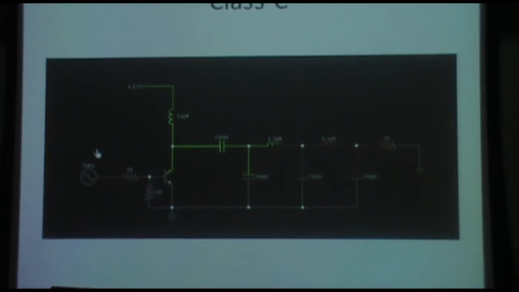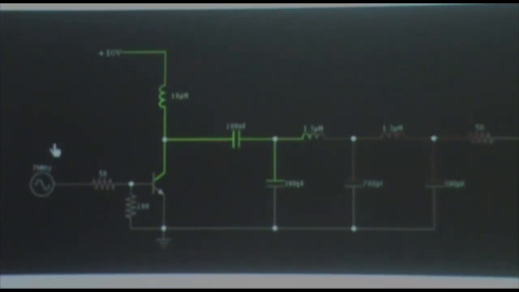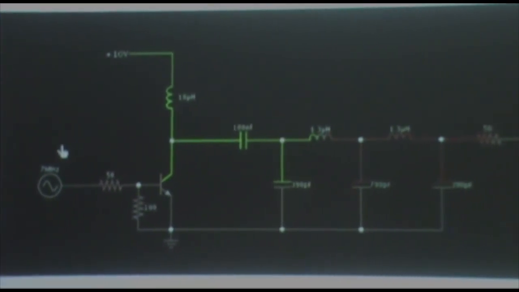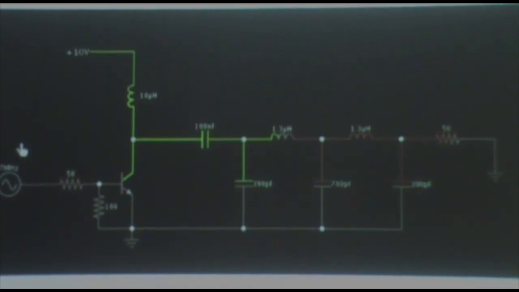So, unlike the class B, your conduction for a class C is actually going to be even less, because you're going to have some areas on the edges where it's not conducting at all. However, when it conducts, it's going to conduct really well. It's going to have very high gain. Essentially, the transistor is just going to be like a switch. It's going to turn on for this period of time and then turn off. But there is no push-pull in this case.